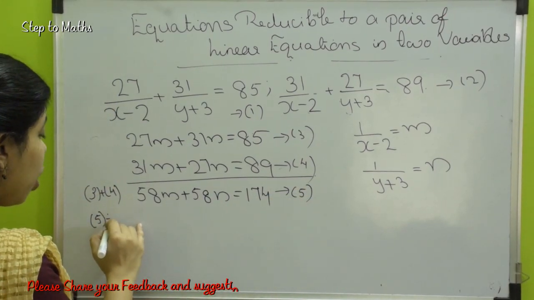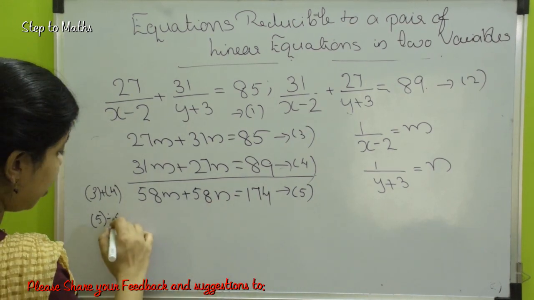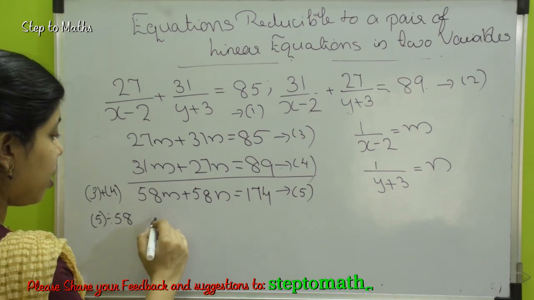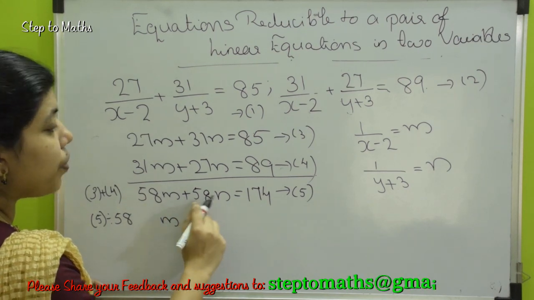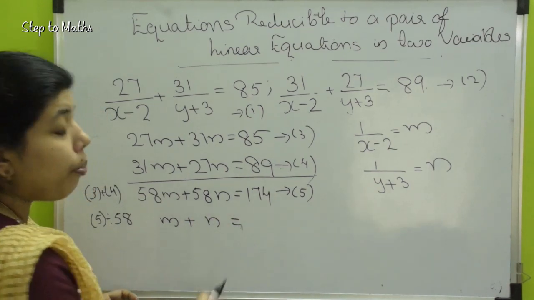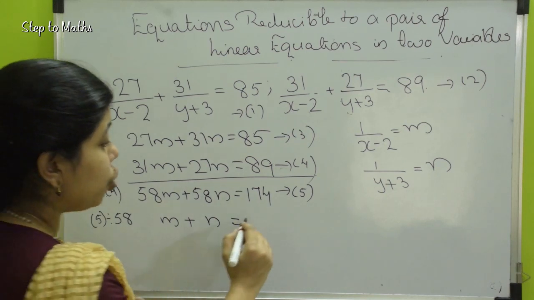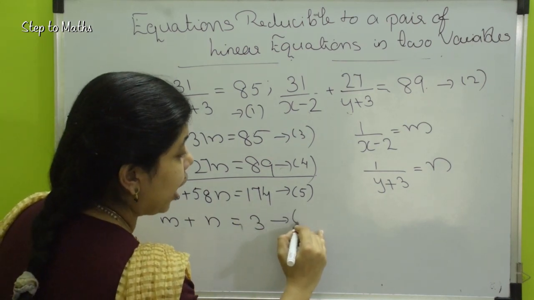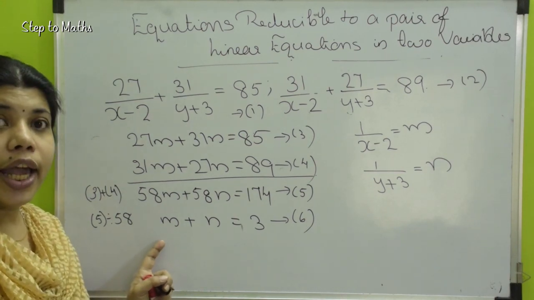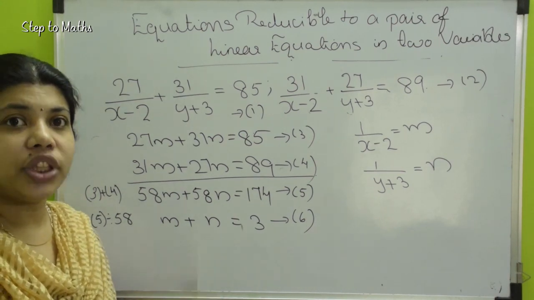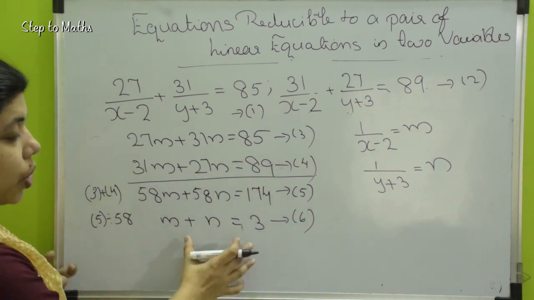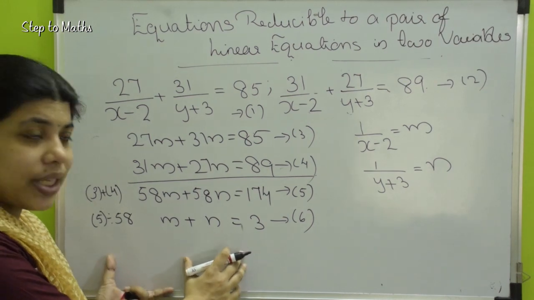If we divide equation number 5 throughout by 58, what will we get? 58m upon 58 is m, plus 58n upon 58 is n, equal to 174 upon 58, which is 3. This we can label as equation number 6. We get the simplified equation m plus n is equal to 3. After adding these two equations, we get one simplified equation, m plus n is equal to 3.